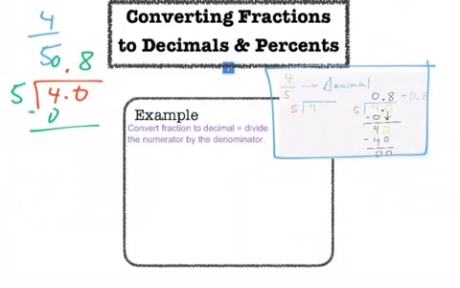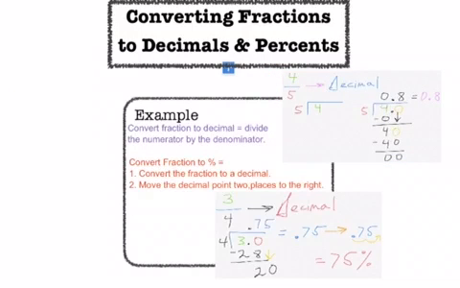So when you divide this whole thing out, you'll get 0.8 because 5 wouldn't go into 4 0 times. So you get 0, you get 4, bring down the 0. 5 goes into 40 8 times. So to turn it into a decimal, we would get 0.8. You just divide the numerator by the denominator. That's the hardest part.